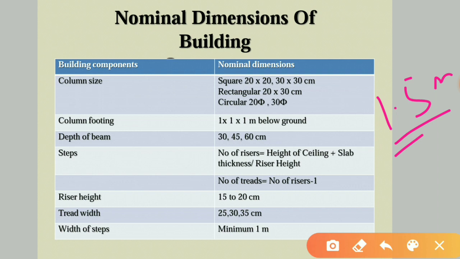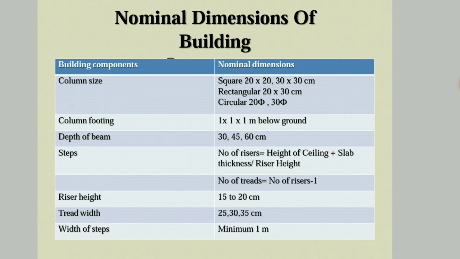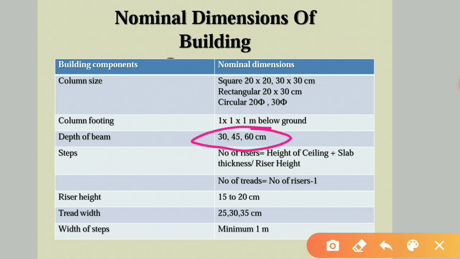Next, depth of beams. Beam thickness, if you see the depth of beam, it will be around 30 centimeters, 45 centimeters, and 60 centimeters based on the loads coming over there on the superstructure.